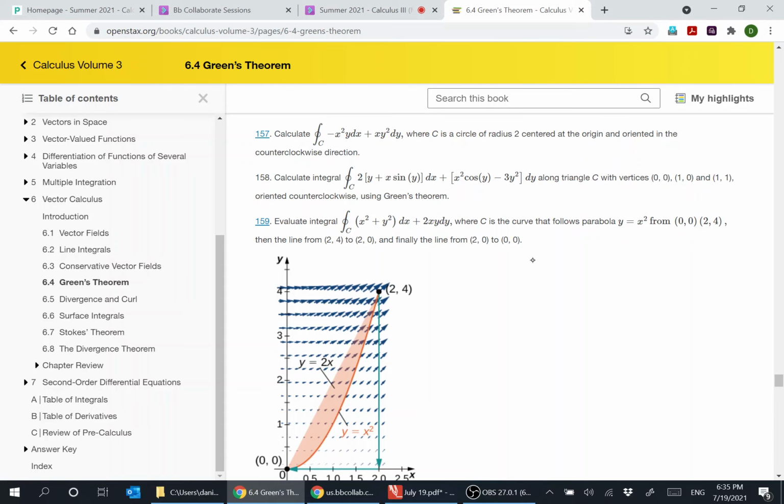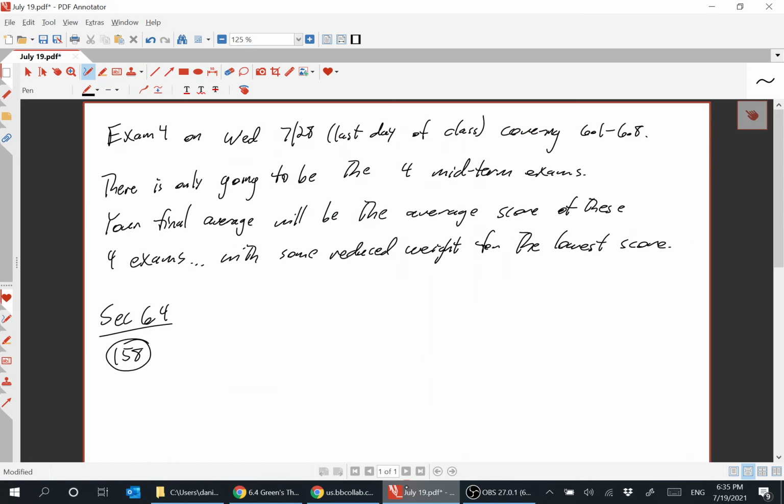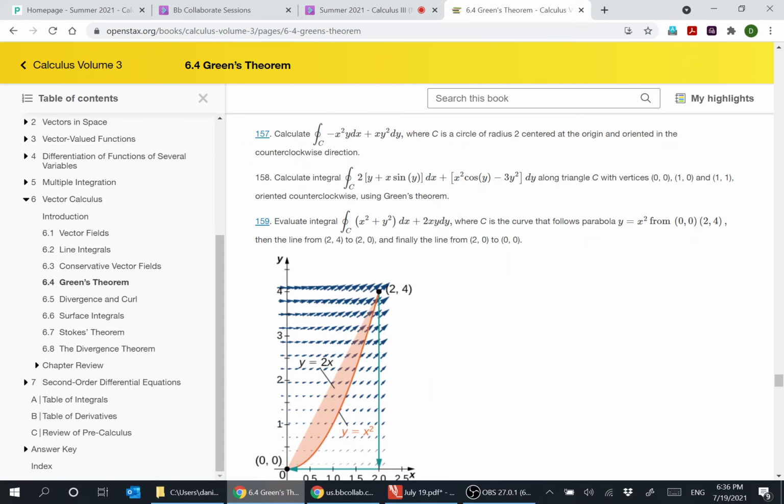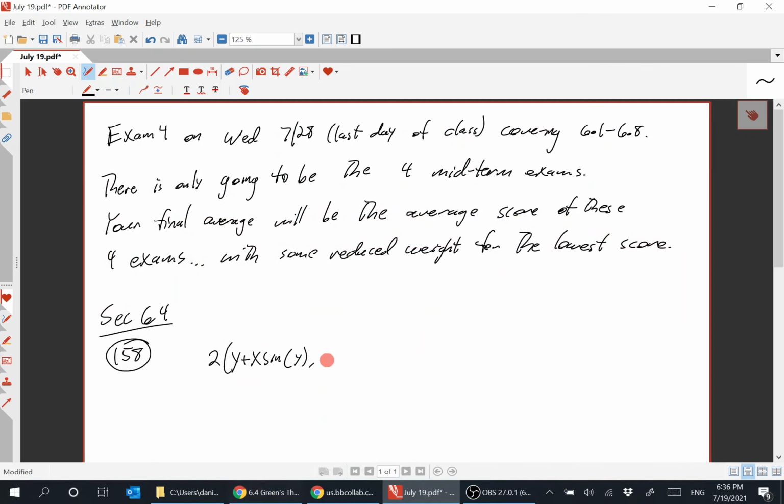2 times y plus x sine y, and then x squared cosine y minus 3y squared. So calculate the line integral over C. This is the vector line integral. So, in the book it's written like this, P dx plus Q dy.